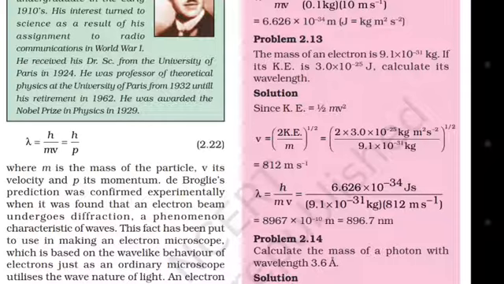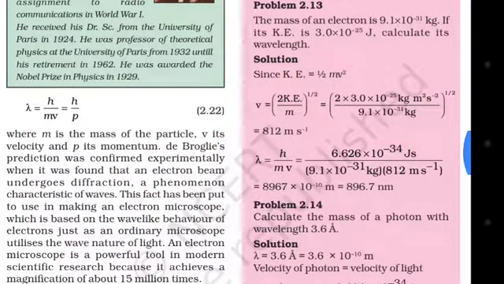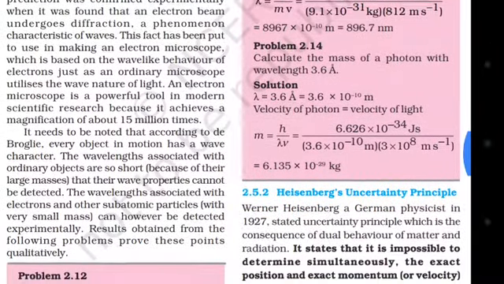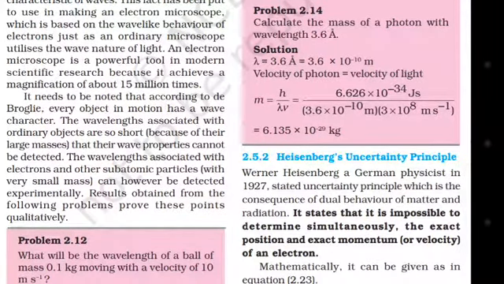Since kinetic energy is equal to half mv squared, v is equal to (2K by m) to the power 1 by 2, which is equal to (2 into 3.0 into 10 to the power minus 25 kg meter square per second square by 9.1 into 10 to the power minus 31 kg) to the power 1 by 2, which is equal to 812 meter per second. Lambda is equal to h by mv, which is equal to 6.626 into 10 to the minus 34 joule second by 9.1 into 10 to the minus 31 kg into 812 meter per second, which is equal to 896.7 into 10 to the minus 9 meter, that is 896.7 nanometer. Problem 2.14. Calculate the mass of a photon with a wavelength of 3.6 angstrom.